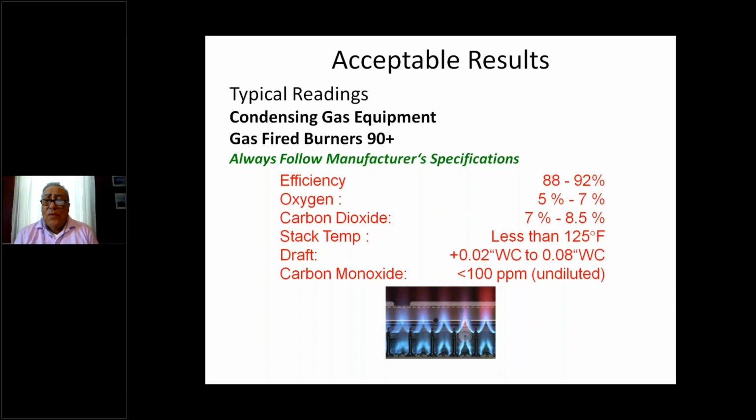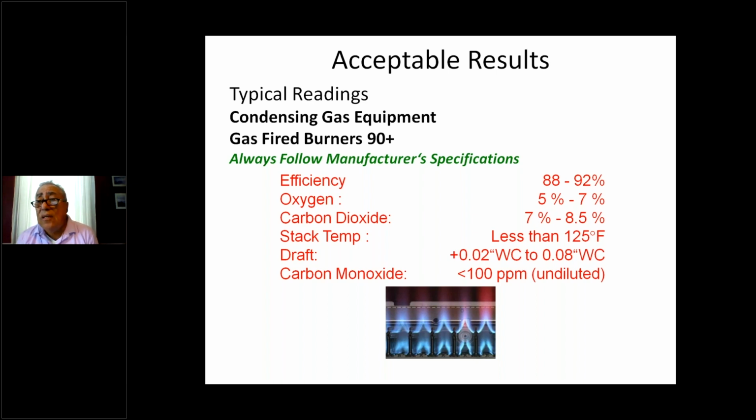Oxygen 5 to 7. CO2 is going to be ticked up a little bit higher, 7 to 8.5%. Stack temperature way down there, less than 125. Why? Because we're condensing. We want to condense, so we want to get it down there in those low numbers, as low as you can. Draft, you'll notice that instead of minus, we're positive. We have a plus number because it's draft induced. So we have to force this out. You're going to see it force the flue gas out of the appliance and out of the building. So we have positive numbers. And again, we want to see less than 100 parts per million of carbon monoxide, undiluted, because again, we're looking at sealed combustion.